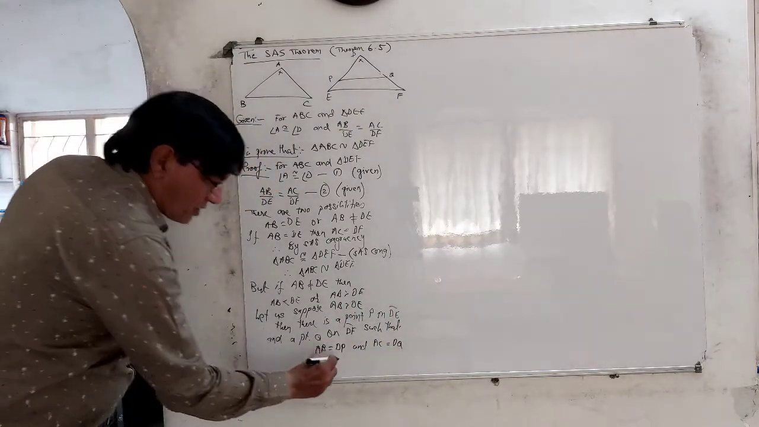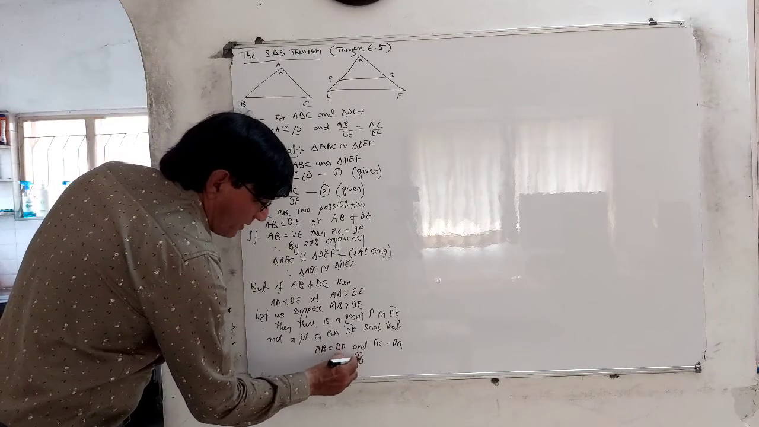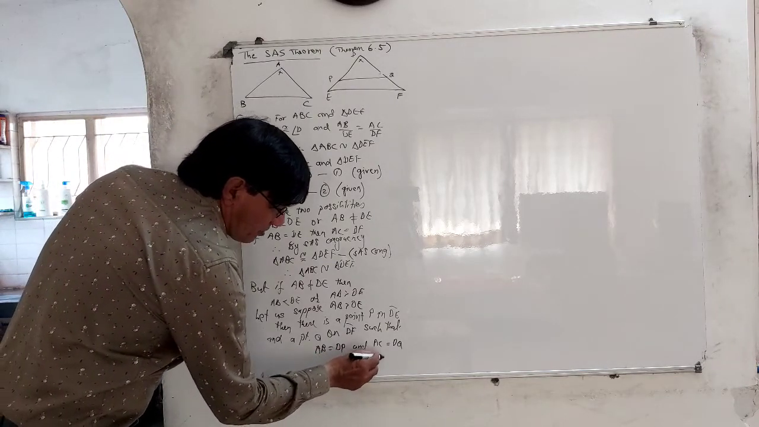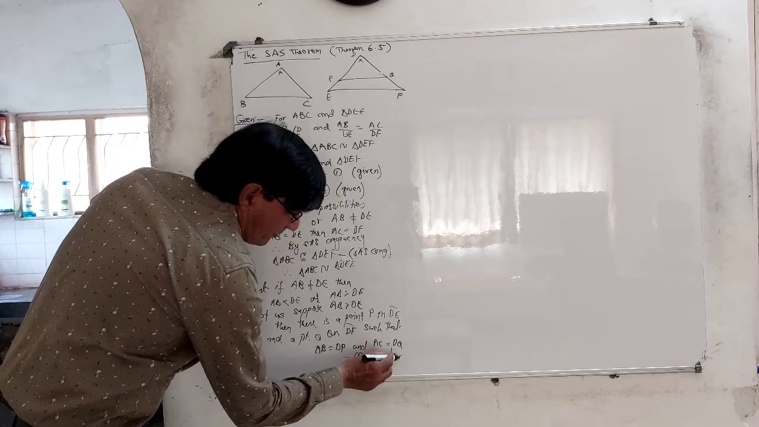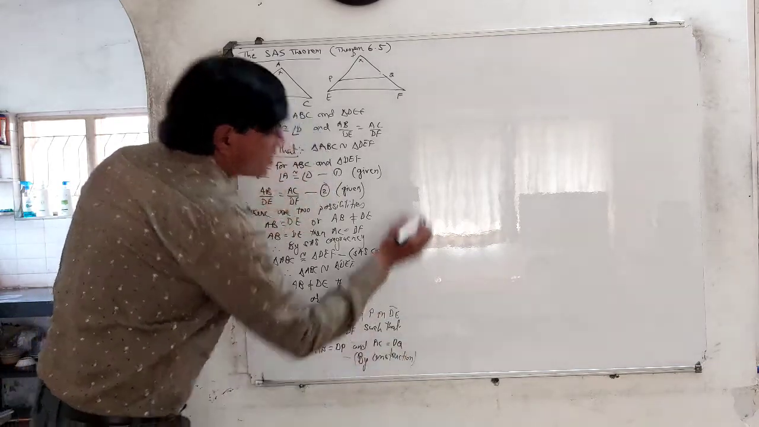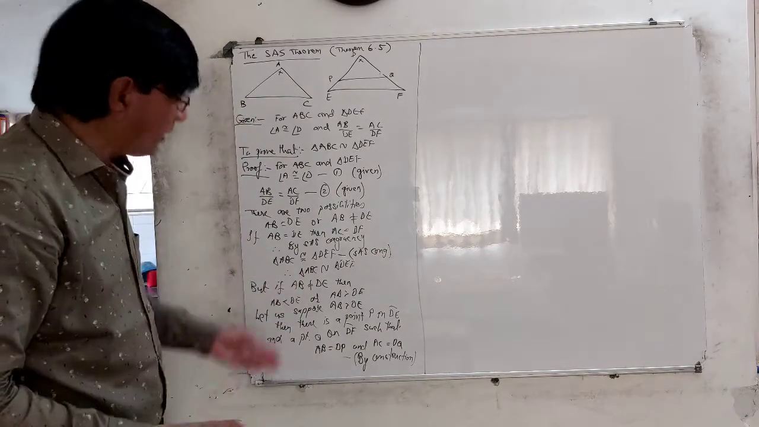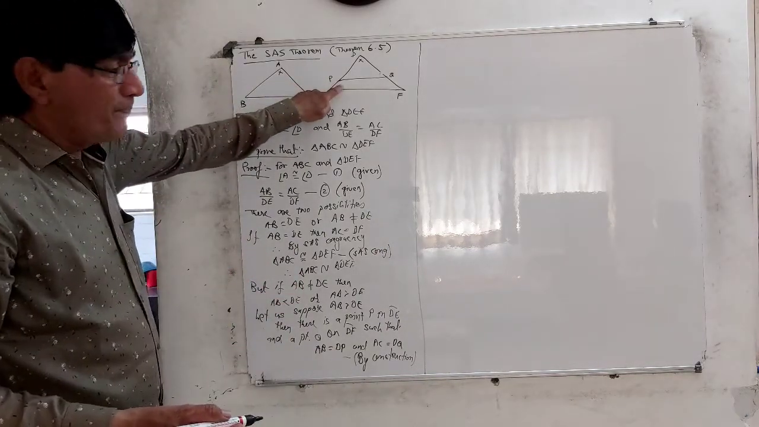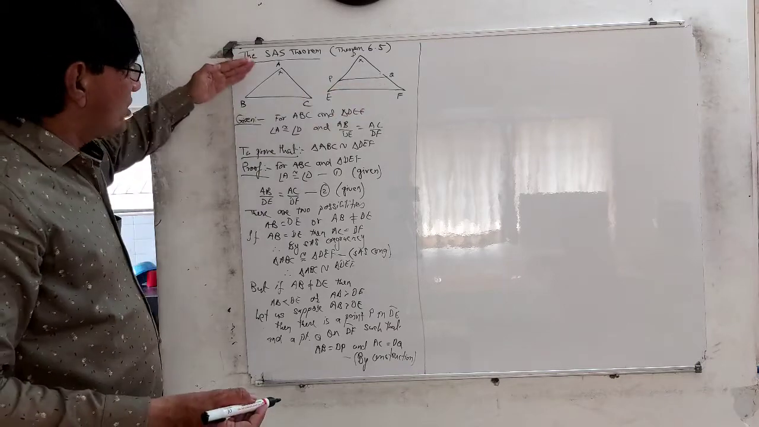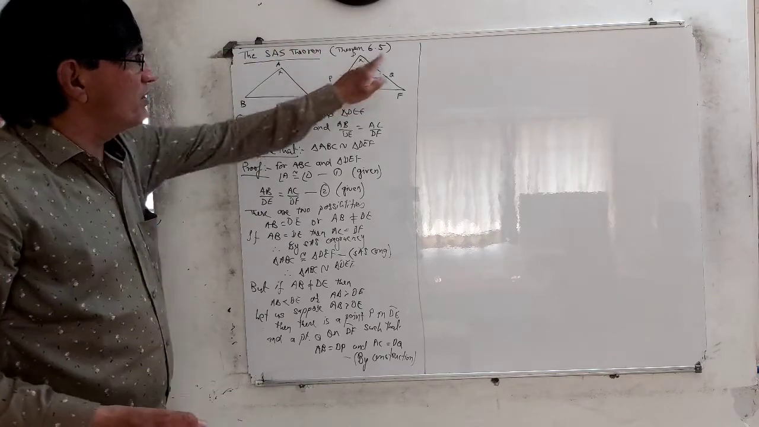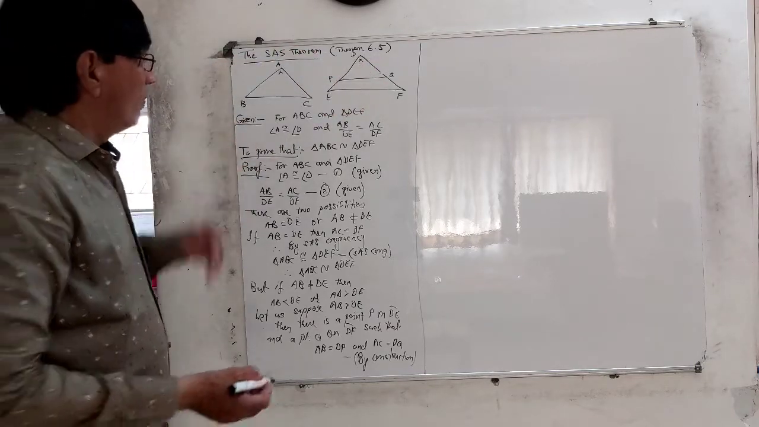This is by construction. You can write in brackets, by construction. We have constructed this, which is also called the point plotting theorem. By construction or by the point plotting theorem, we have constructed point P and point Q such that AB is equal to DP, AC is equal to DQ.